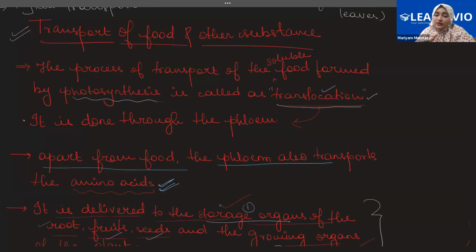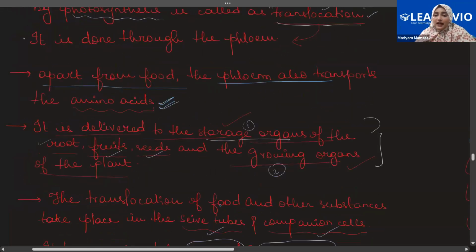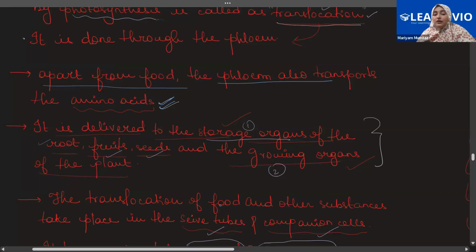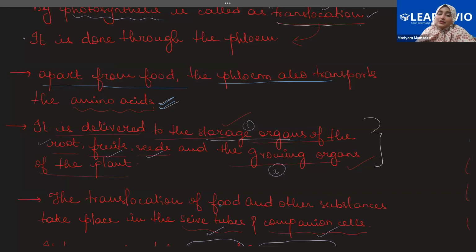Now, apart from the food, the phloem also transports amino acids. Now, where does it deliver all of these foodstuffs to? It delivers to the storage organs of the root, fruit, seed, and the growing organs. So wherever there are storage organs so that the food can be stored, there it delivers. Apart from that, it sends it to the growing organs. Why? Because the growing parts of the plants would require much more nutrition in order to grow better. So that is why these are the sinks.